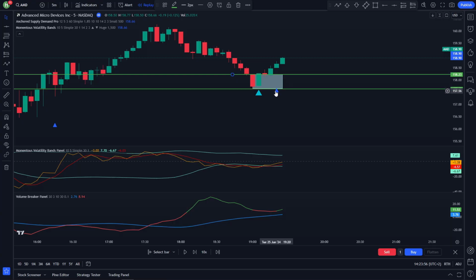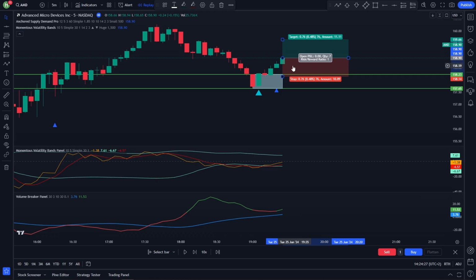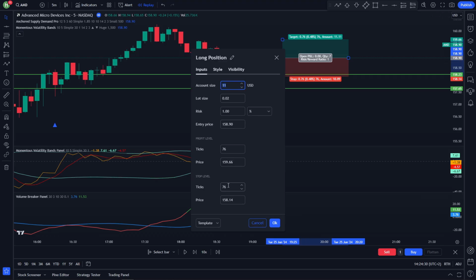Now, all of these different alerts we've been using can be set up on TradingView. This means you don't have to spend all day in front of those charts. Now, once we receive the buy alert from the Momentous Volatility Bands, we need to ensure our volume analysis confirms the trend will play out. From the volume breaker panel, we see that the line has changed to green. And all of this means is I will enter my buy trade at the close of this candle.